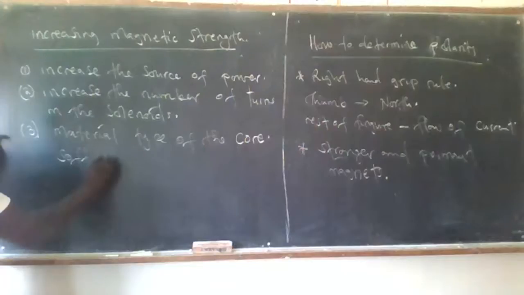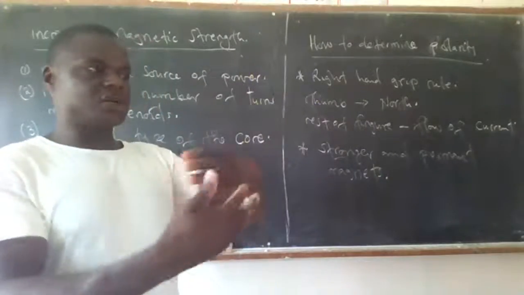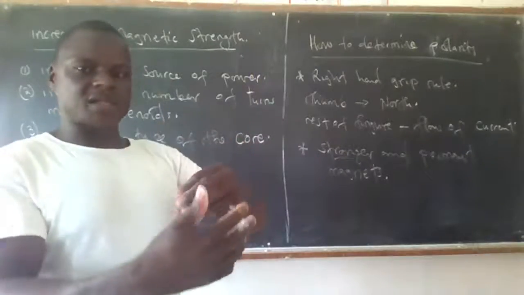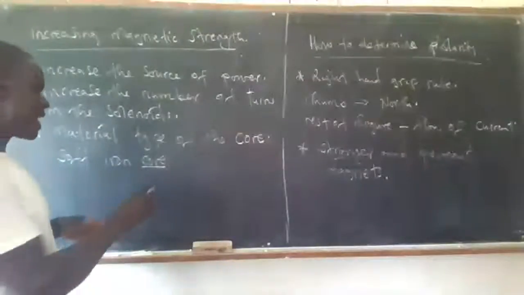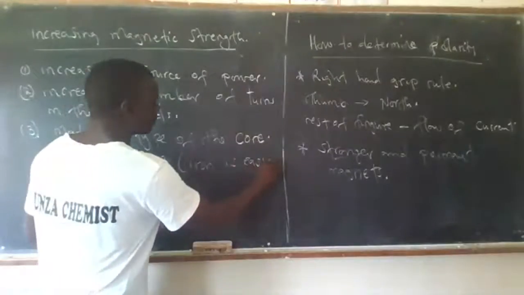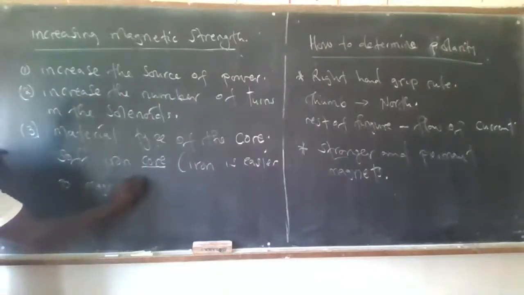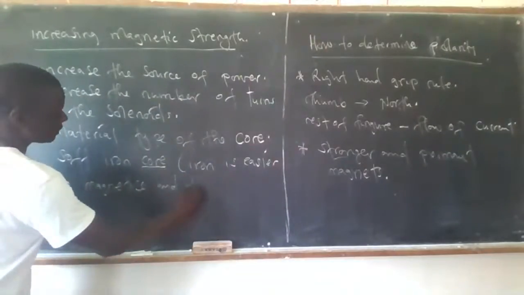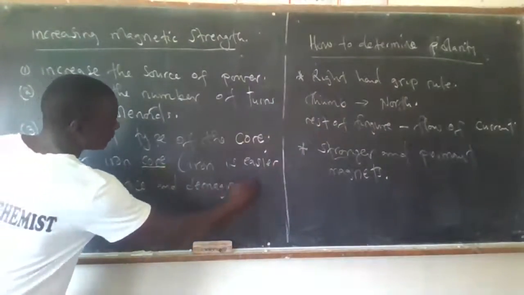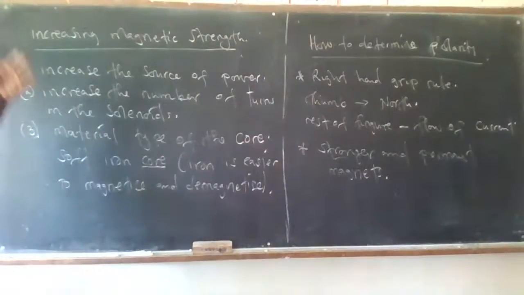The wires that are outside the solenoid are not what we are talking about. You have the cylindrical arrangement, then outside you put the wires. The core is soft iron. Why? It is because iron is easier to magnetize and demagnetize.